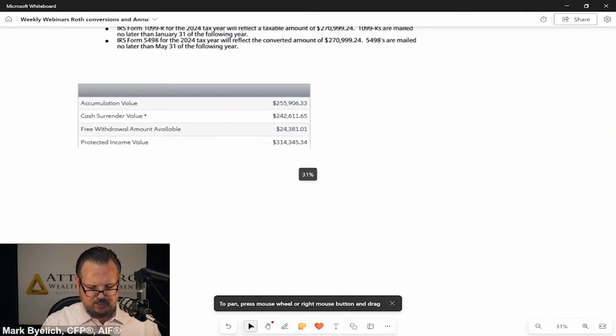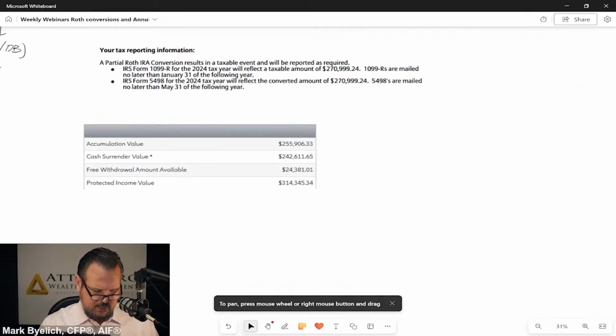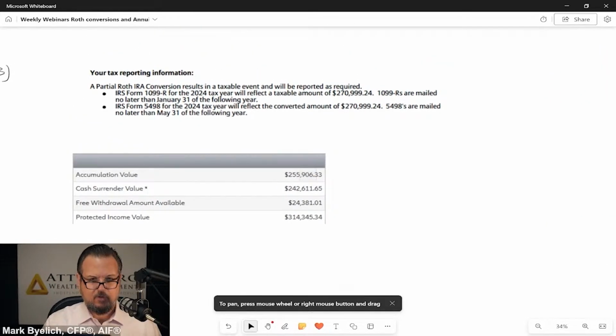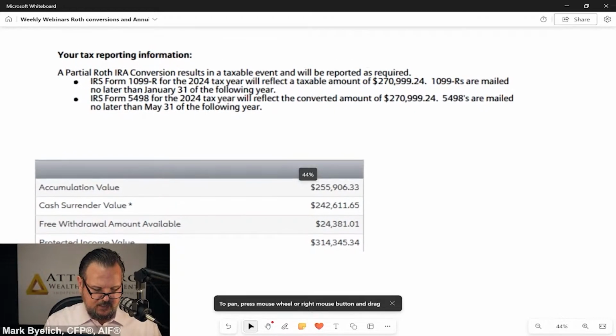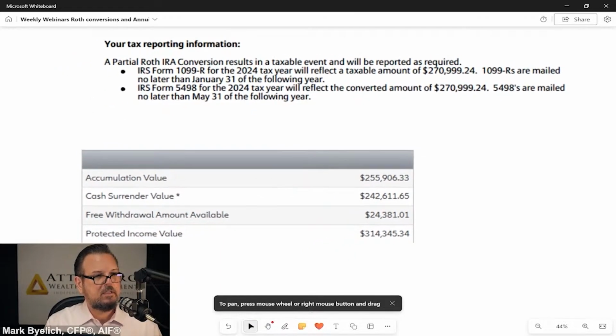And you don't have to calculate this, by the way. The annuity company calculates this, but I'm going to give you an example of a recent conversion that we did and what this looks like. So here is the snapshot of the confirmation we received. So, your tax reporting information.